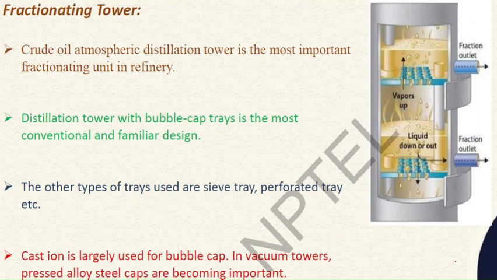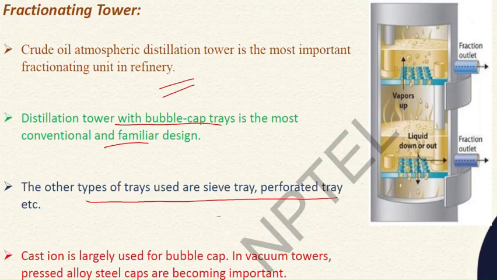Okay. Now coming on to the fractionating tower. The crude oil atmospheric distillation tower is the most important unit in the distillation in a refinery. The distillation tower with bubble cap trays is the most conventional type, as I told, that for better mass transfer, if there are numerous cuts, then better mass transfer is required, and for that purpose bubble cap trays are the best. The other types of trays used are sieve trays and perforated trays, and cast iron is largely used for making the bubble cap trays. In vacuum columns, pressed alloy steel caps are also sometimes used.